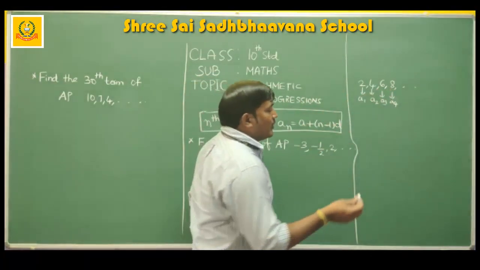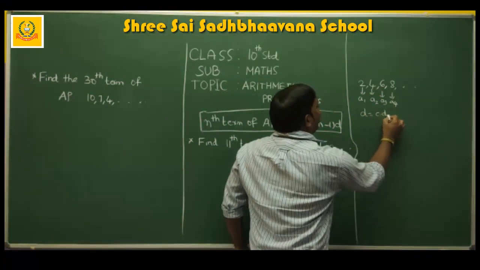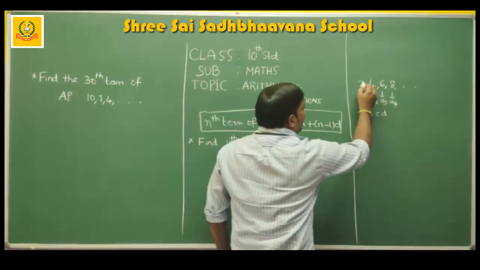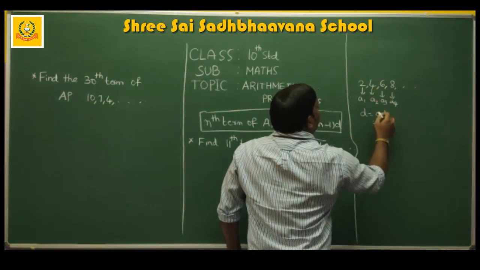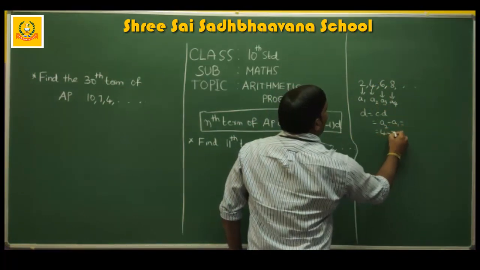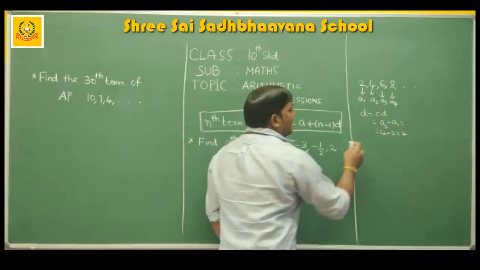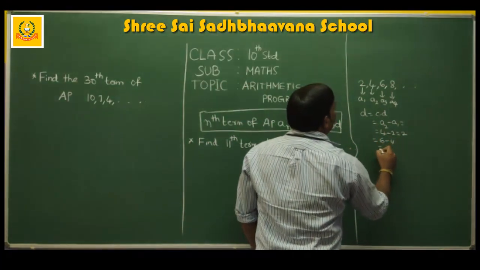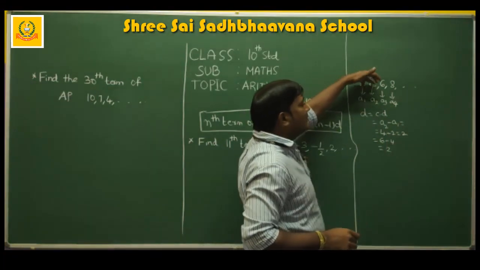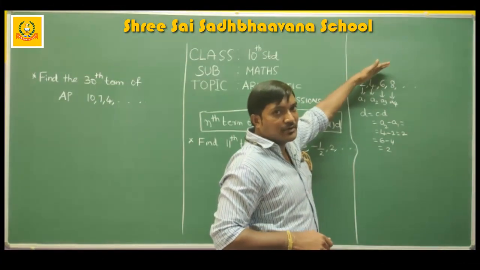Yes, I am revising it once again. So now, what is this D called? D is called the common difference. It means the difference between the second term minus the first term, which is nothing but 4 minus 2, which is 2. Next, similarly, 6 minus 4, which is 2. So in arithmetic progression, the difference between two terms will always be constant. This is just a revision for you.